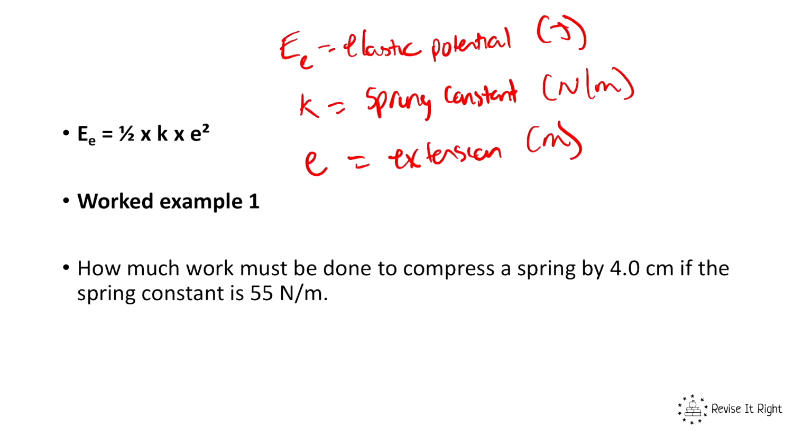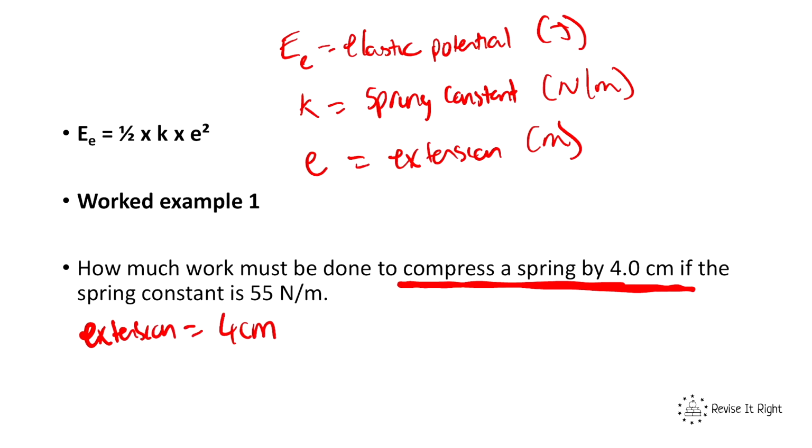So let's go through a worked example. Number 1, how much work must be done to compress a spring by 4 centimeters if the spring constant is 55 newtons per meter? So let's write down what we know. 4 centimeters is obviously the extension. However, we need it in meters, and to get from centimeters to meters, we divide by 100. So 4 divided by 100 gives us 0.04 meters.